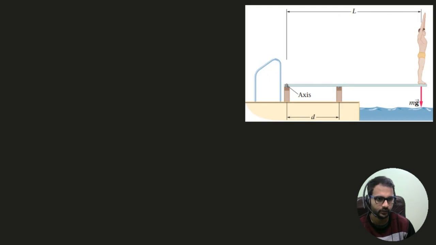Now we'll take a couple more examples based on static equilibrium. Here we have this 5 meter long diving board of negligible mass, so you can neglect the mass of this board. Now it is supported by two pillars. This is the first pillar, this is the second pillar, right? The distance D between these two pillars is given to be 1.50 meter, right?